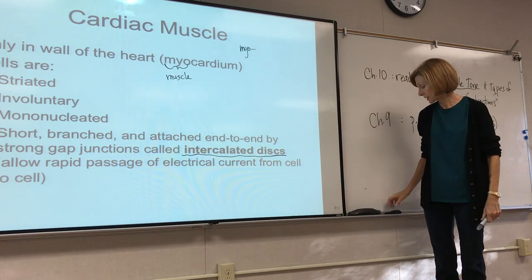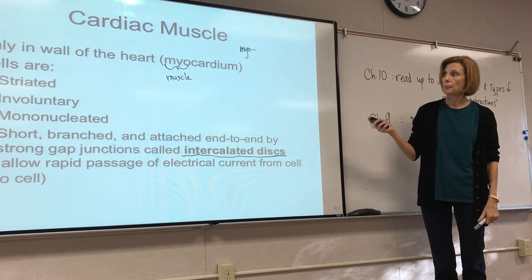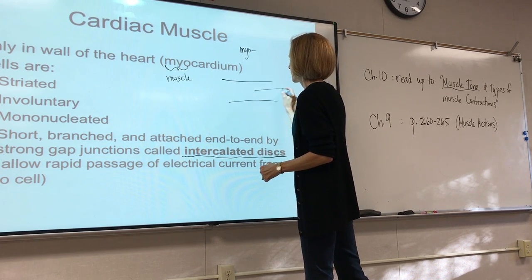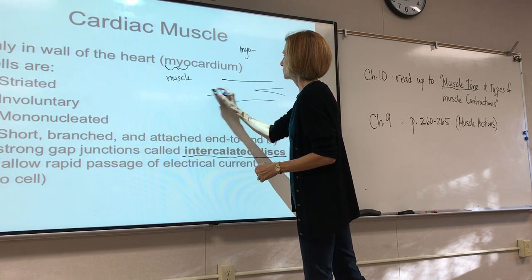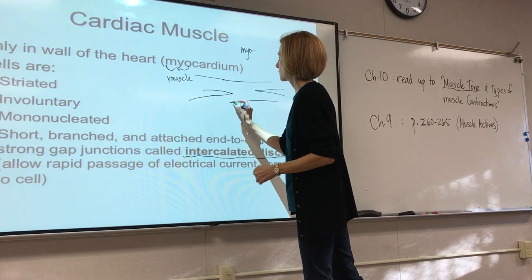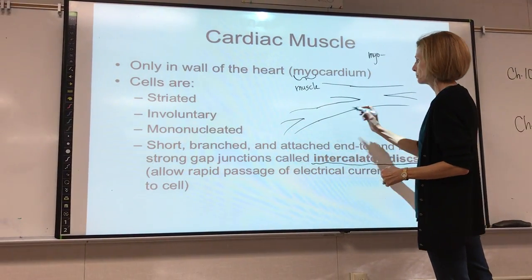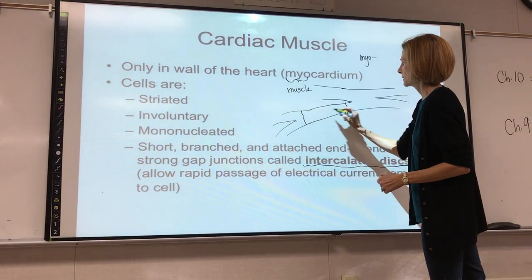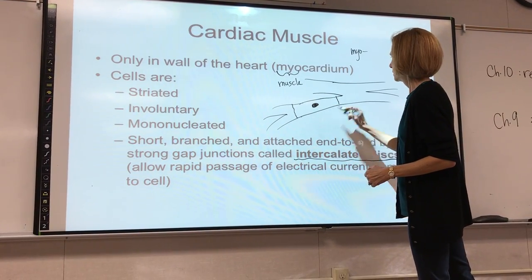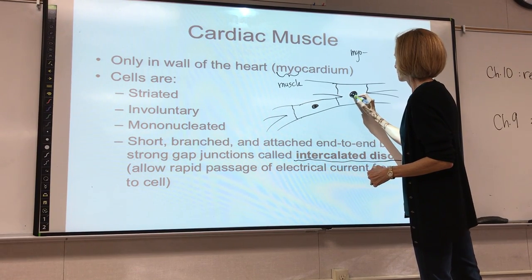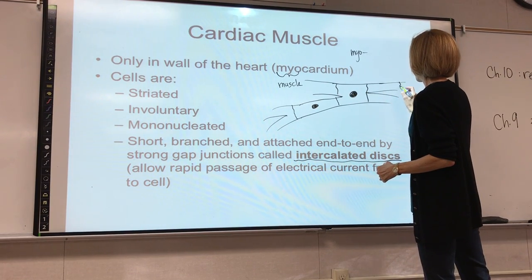Okay, so let's take a look at this tissue. And I'd like to draw this just so you kind of get an idea of what the tissue looks like. Because sometimes in looking at one picture in the book, you can't really see it that well. And I think it's kind of helpful to have another kind of view of it.